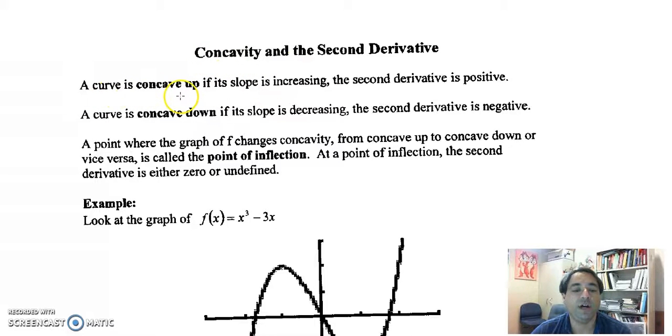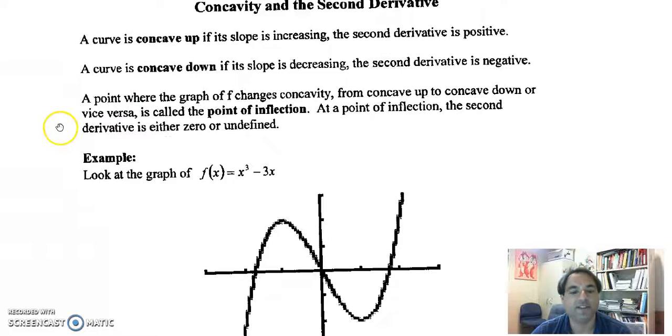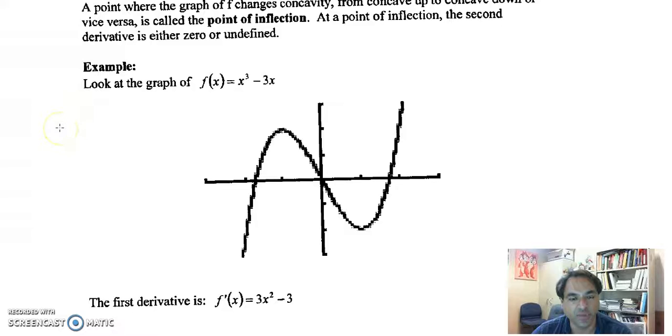A curve is concave up if its slope is increasing; the second derivative is positive. A curve is concave down if its slope is decreasing; the second derivative is negative. So concave up is like a happy face. Concave down is like a sad face. So another application of second derivatives, not a major application, is that you can find out when a graph is concave down or when a graph is concave up by looking at the second derivative.